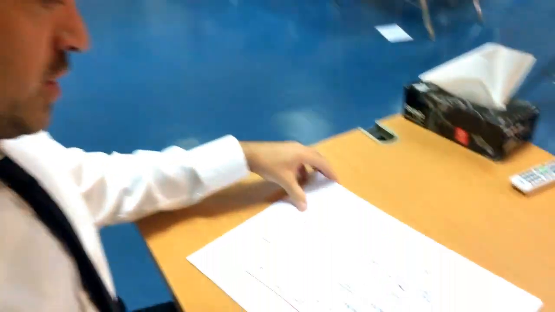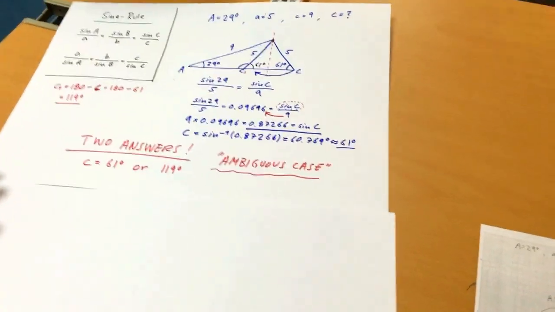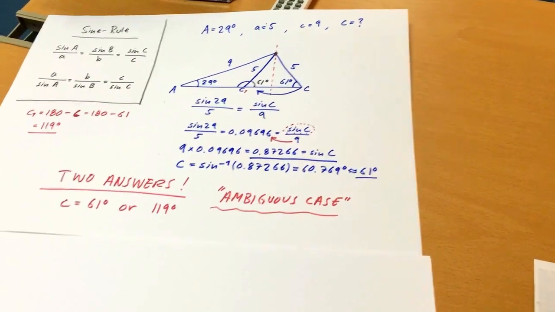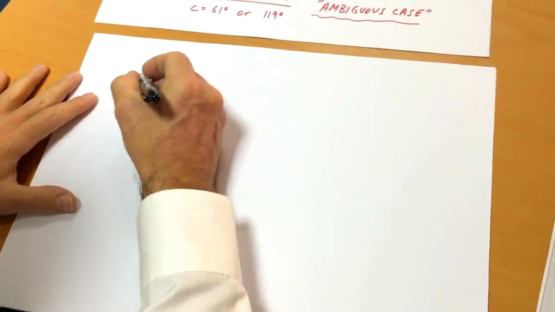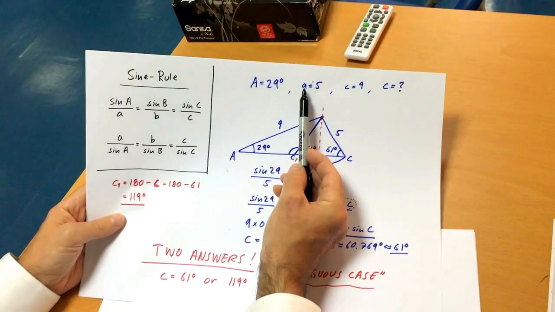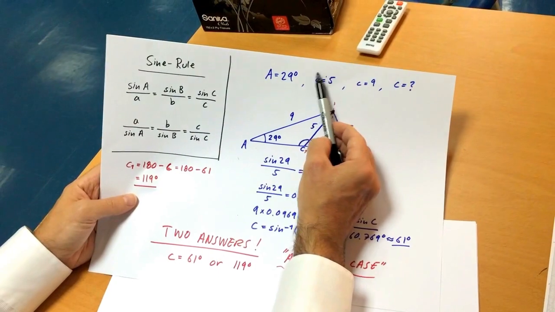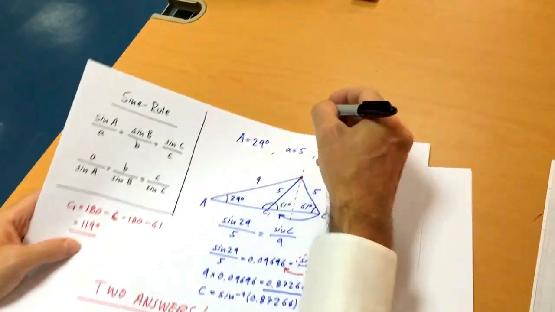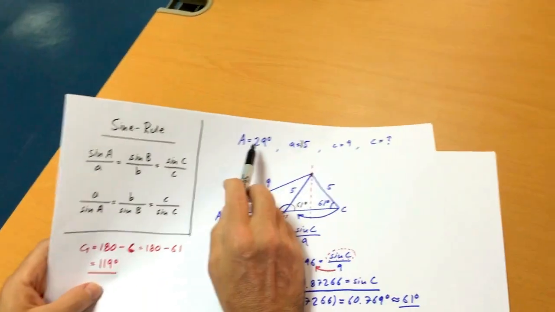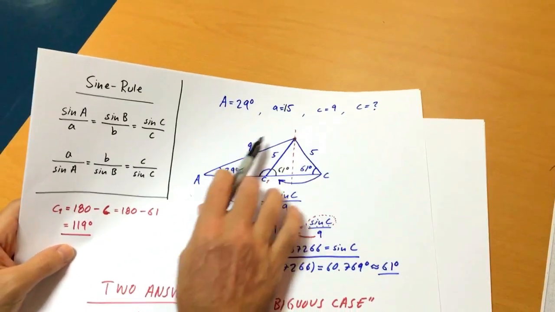Okay, just to finish this off, I will give you another example where the sine rule still applies, but there is only one possible solution. So it's the following case. Let's say that instead of 29 degrees and lowercase a equal to 5 and c equal to 9, I change the side length of a. Let's put 15 instead of 5. Now we have 29 degrees and then 15, and the same c is still 9.